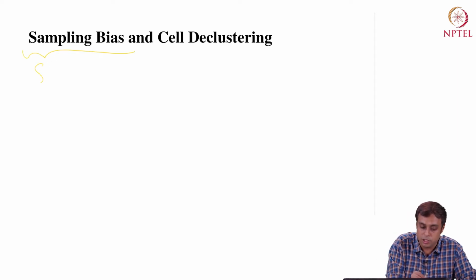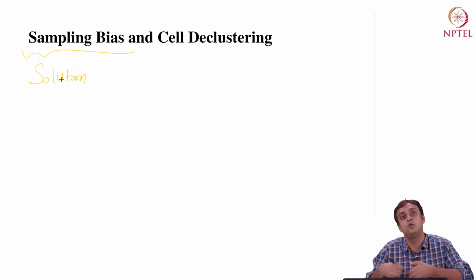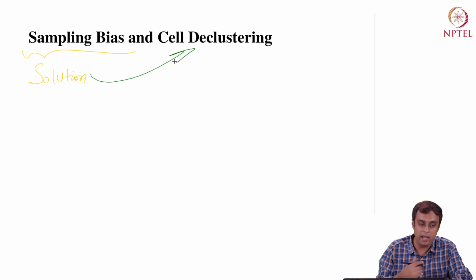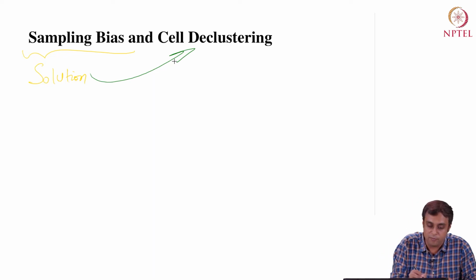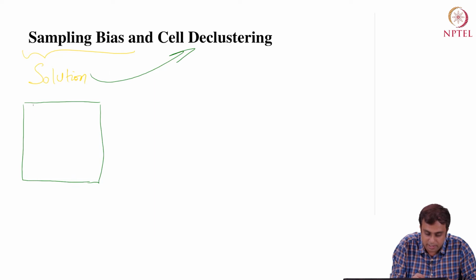So the solution to this problem of sampling bias, where bias is introduced due to how we sample data, is called cell declustering. Okay, what is cell declustering? So for understanding that, let's actually draw a figure which is quite similar to the real world situation that we are facing with our data set.